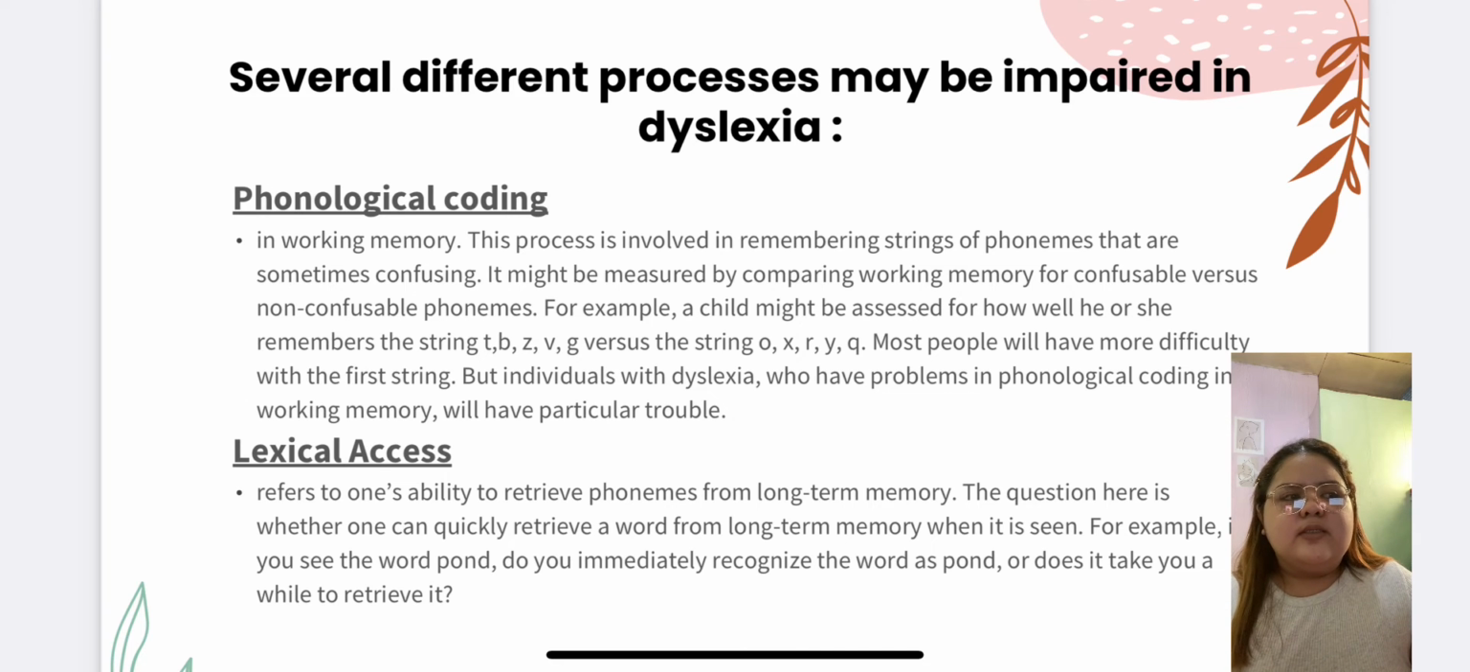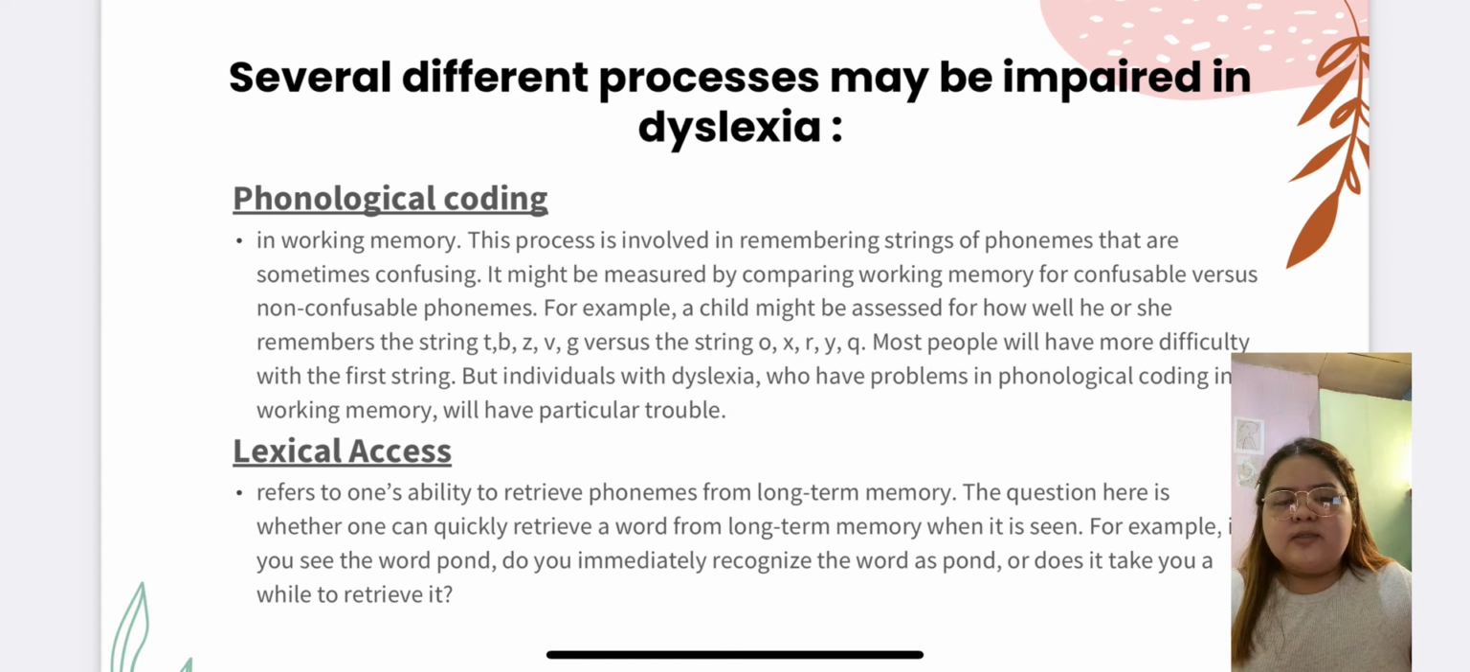So next, lexical access refers to one's ability to retrieve phonemes from long-term memory. The question here is whether one can quickly retrieve a word from long-term memory when it is seen. For example, if you see the word pond, do you immediately recognize the word as pond, or does it take you a while to retrieve it?